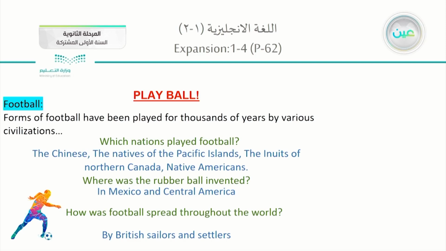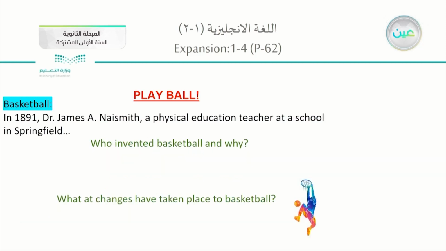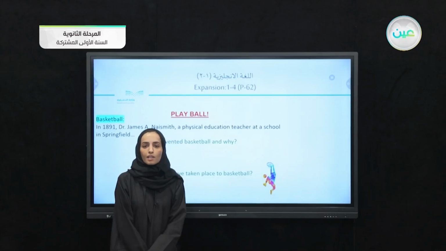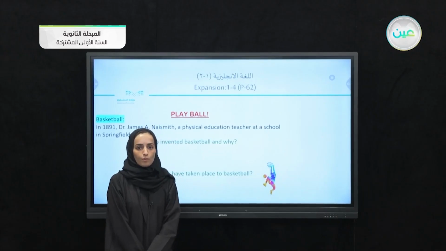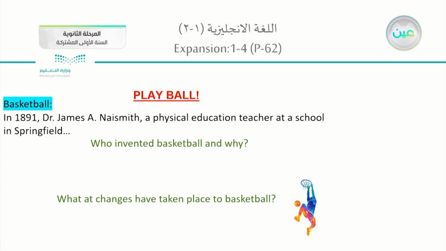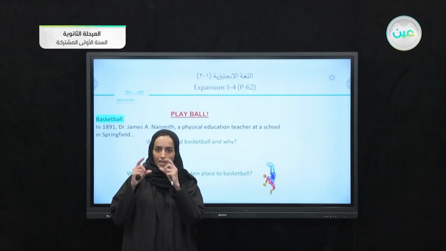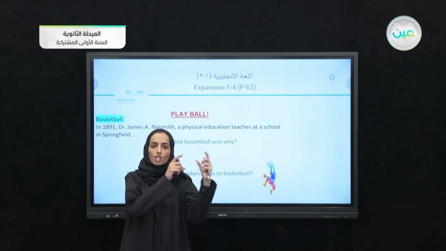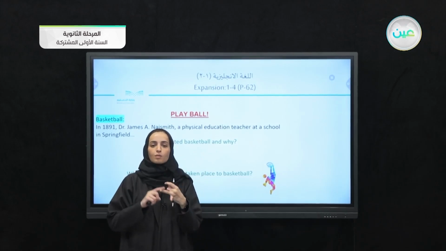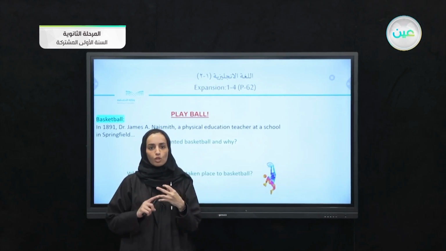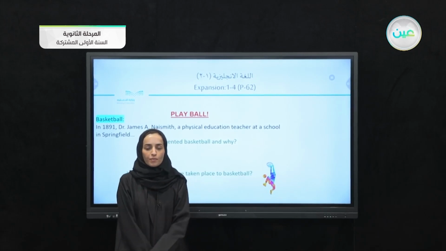Okay, the following, we're speaking about basketball this time. You will listen to the text and come up with who invented basketball. You will find a name. Then tell me why he or she invented basketball. Question 2. What are the changes that have taken place to basketball? It started as a game, then we're having changes. They changed this, that, maybe the net, maybe they have changed the ball, the rules. What did they change? Let's listen together.